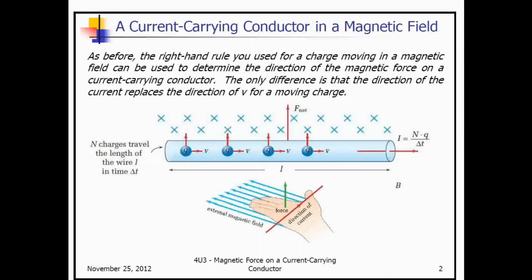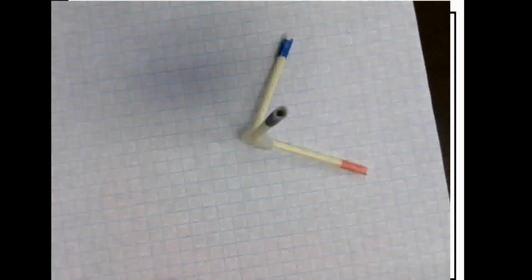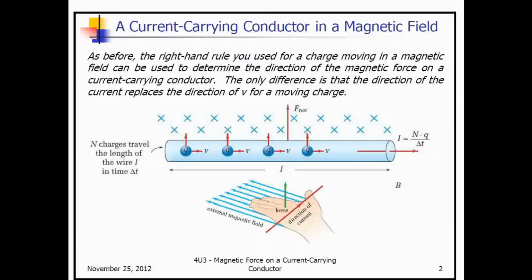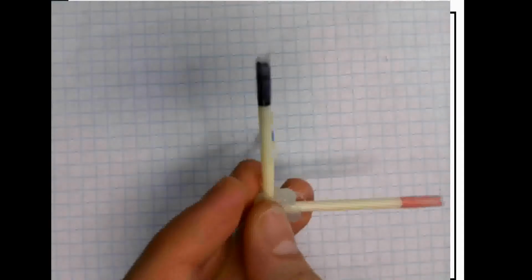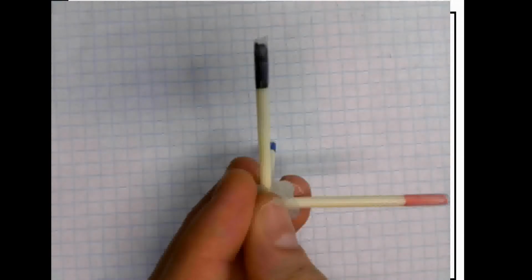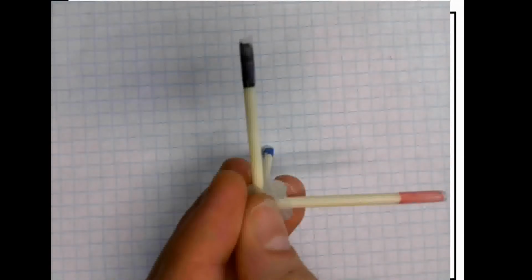I'm going to just quickly switch to our video capture here. Let me go back to this image. So red, I was using red for the thumb or the velocity. And in this case, it's the direction of the current. The blue is going to be the magnetic field, and it's going into the page. So I'm going to have to move it like this. Our force would be directed up. So this current carrying conductor would be experiencing a force pushing it up.